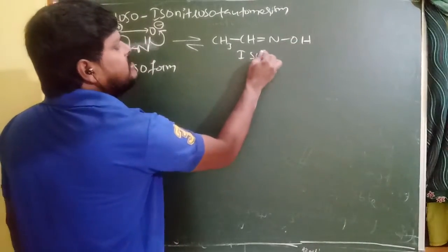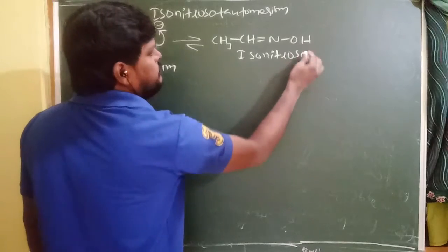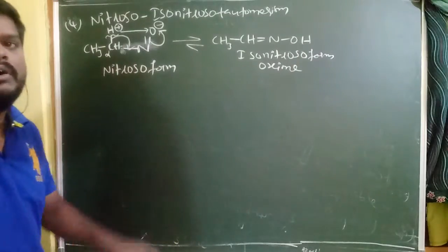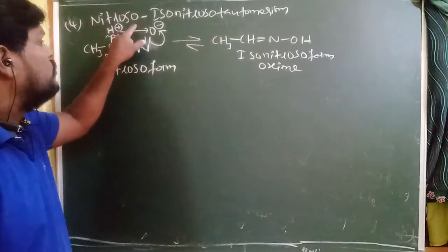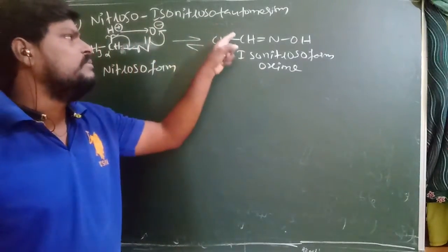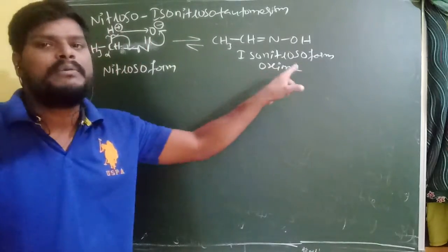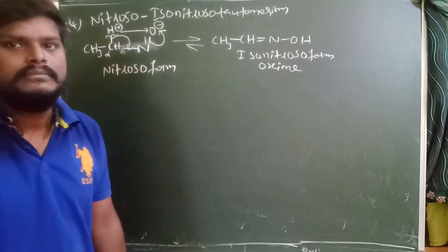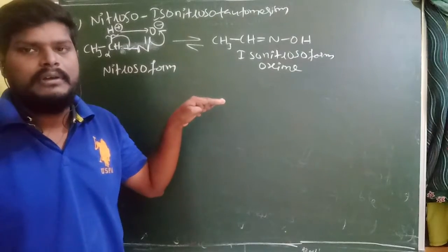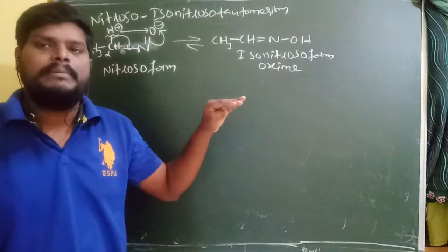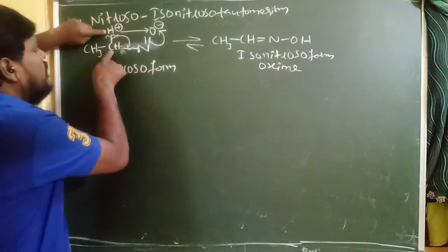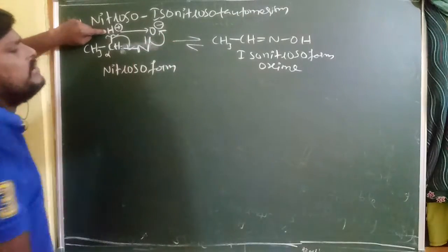So this is the isonitroso form. It is also called an oxime. That's why it is also called nitroso to oxime tautomerism. Already we know nitroso to isonitroso tautomerism, and it is also called nitroso to oxime tautomerism. All these examples, based on nitrogen, are examples of a triad system. Why? Because the hydrogen, with its positive charge, migrates from the first to the third atom. That's why this is also an example of a triad system.